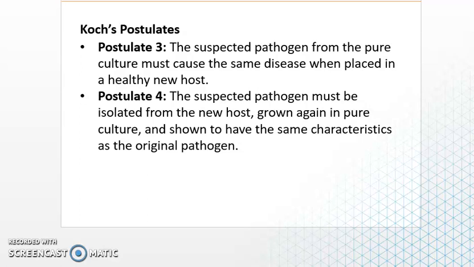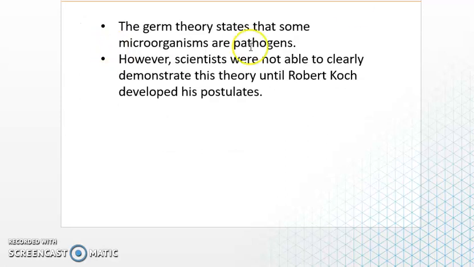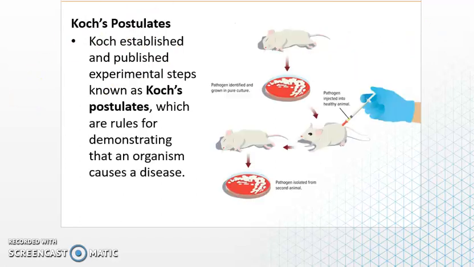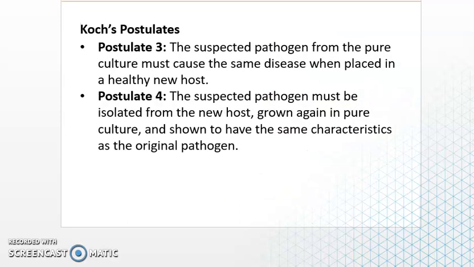I hope it's clear. Today we talked about germ theory, which was established by some scientists, and germ theory states that some microorganisms are pathogens. But how can I say this microorganism caused this disease? By going through Koch's postulates. I have to prove this pathogen causes this disease. To make sure and to prove that, I have to go through the 4 postulates of Koch in the same sequence as we started.